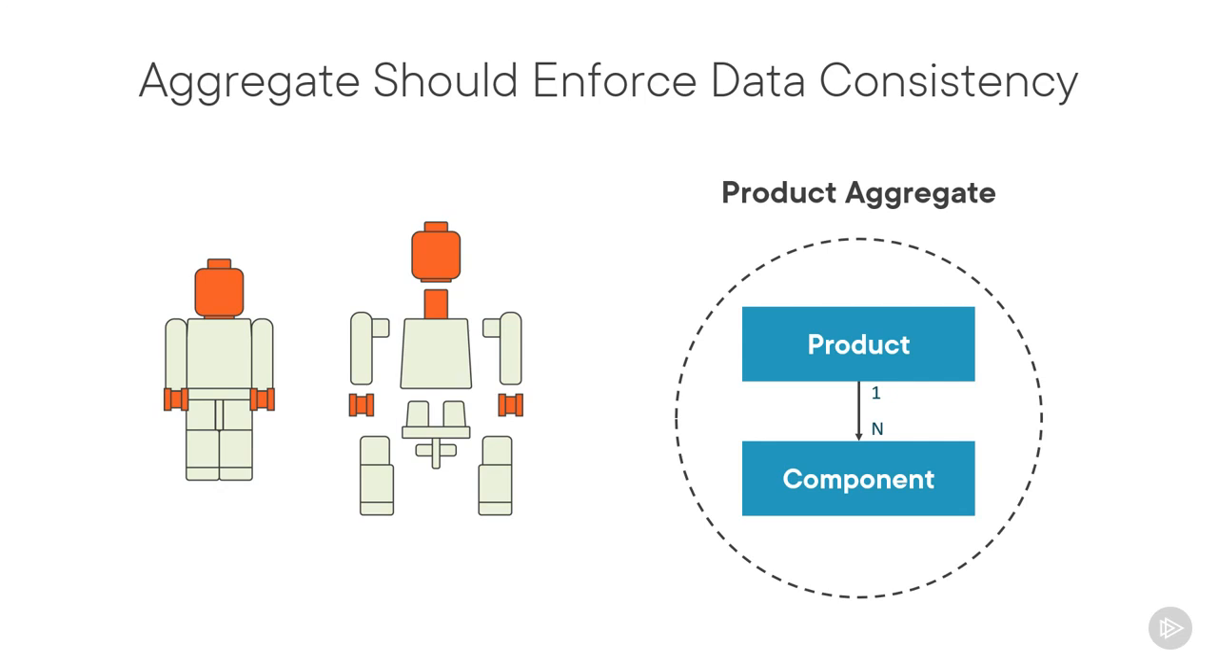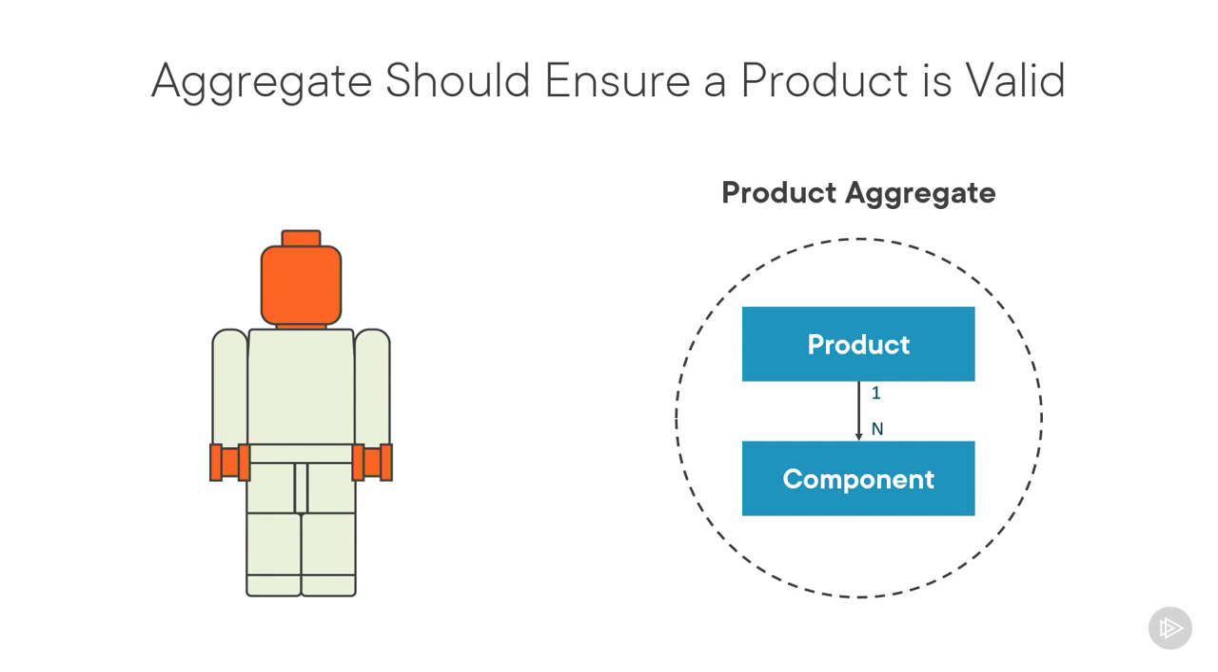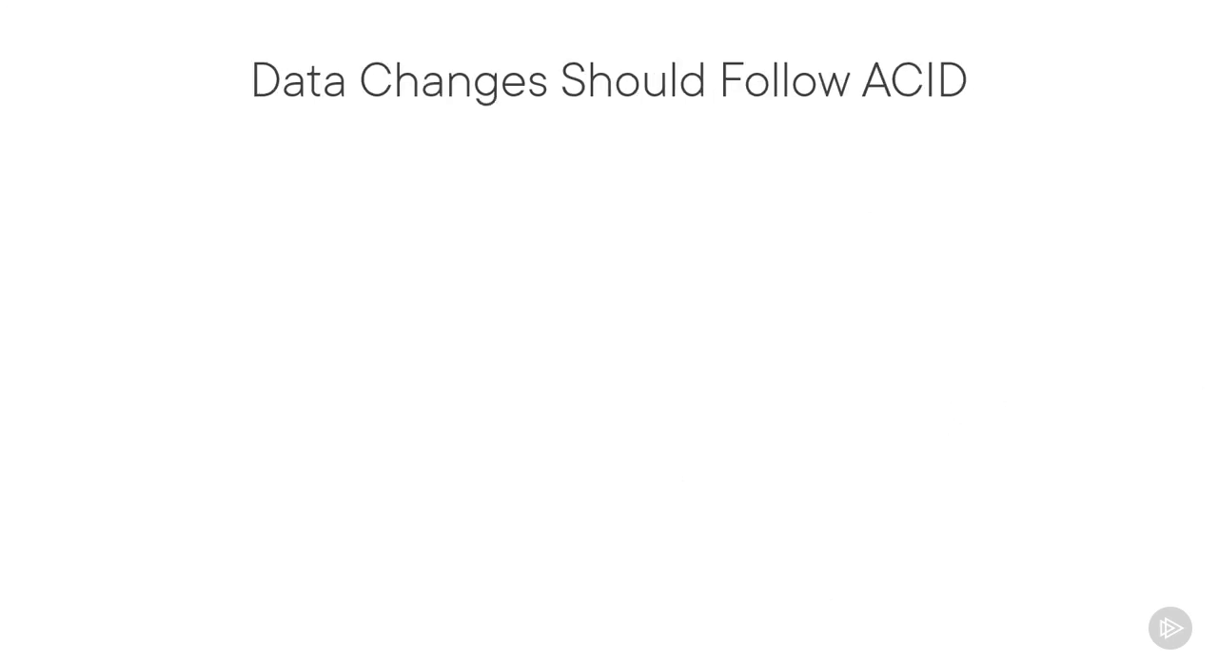If we allowed the collection of components to be modified independently of the product it was associated with, we could easily end up with consistency problems. If we want to modify the composition of a product in this example, we should do so as a transaction so that we start and end with a valid product. Data changes to the aggregate should follow ACID.